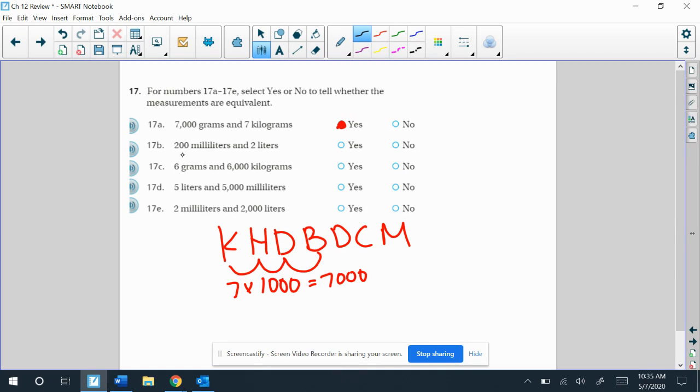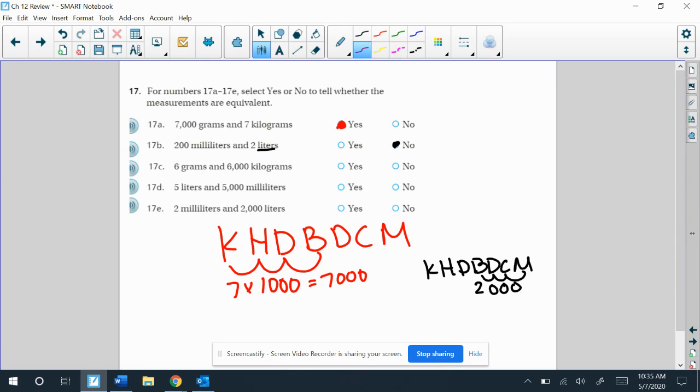All right, let's try this next one. 200 milliliters and 2 liters. Okay, well, King Henry died by drinking chocolate milk. I'm going to go for my larger unit, liters, which is the base. I'm going to go to the smaller unit, which is the milli. 1, 2, 3. 200, 2,000. No, they do not match. Let's try the next one.